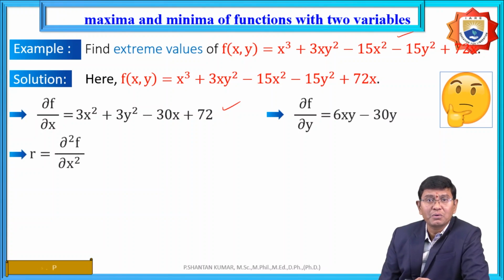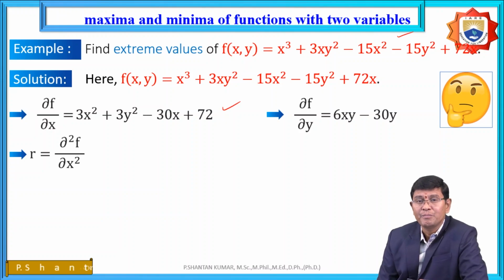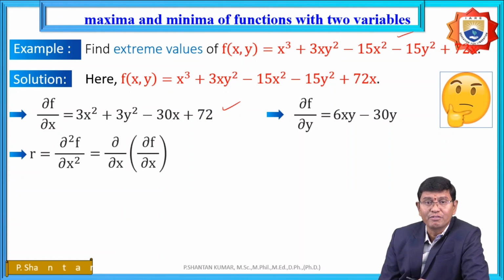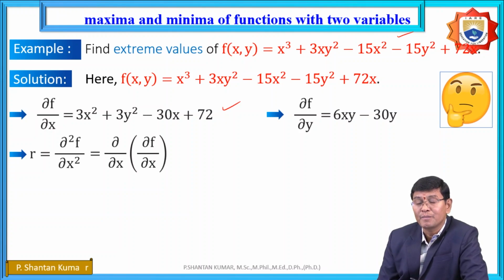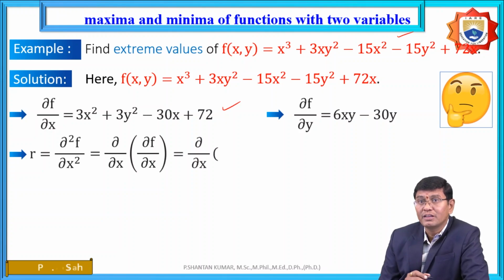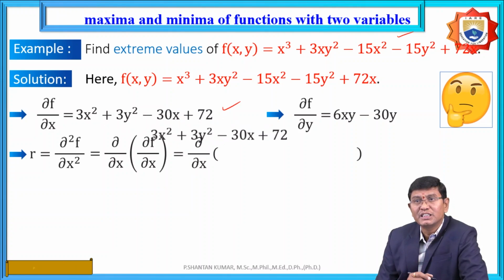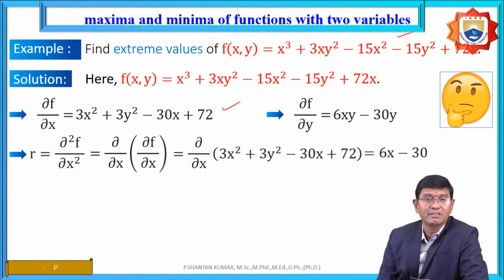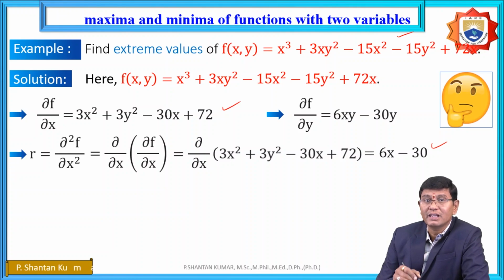And further we need to find directly r comma s comma t. Therefore, according to the second order, r is dou square f by dou x square, which is nothing but dou by dou x of dou f by dou x. That is the second order. And here dou by dou x of dou f by dou x, the first derivative is already completed, so we can replace that value here. Clearly we obtain dou square f by dou x square is 6x minus 30. And in the previous sessions we discussed clearly how to find these first order and second order partial derivatives.